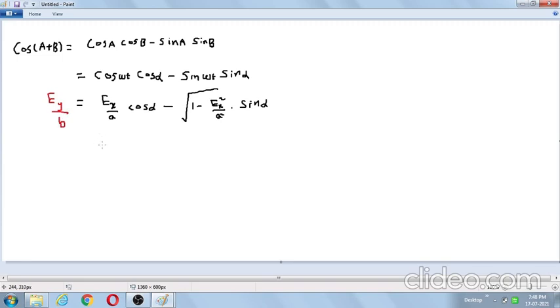Now, by simplifying, Ex by A cos alpha minus Ey by b is equal to square root of 1 minus Ex square by A square into sin alpha. Here Ex by A cos alpha, this plus becomes minus, so minus Ey by b is equal to this minus value, which becomes plus on the LHS side. So obviously this is equal to square root of 1 minus Ex square by A square into sin alpha.